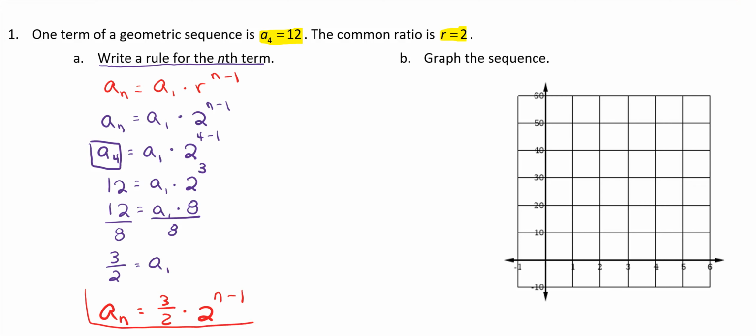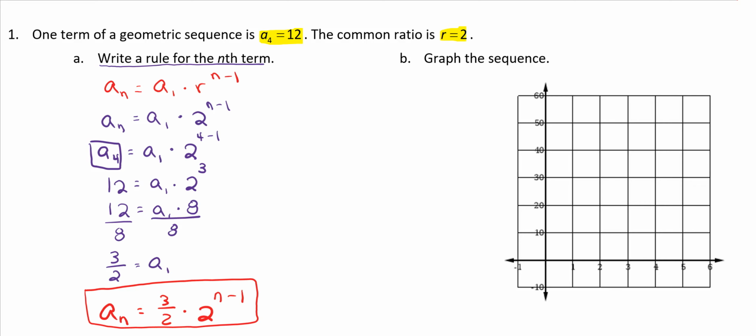Now you could have figured out the first term by working backwards, but this is just a more efficient way, especially if they gave us the 20th term instead of the 4th term. The other thing is go ahead and check it. Plug in 4. 2 to the 4th minus 1 is 2 cubed. 8 times 3 halves is 12. You can make sure that your rule actually works.